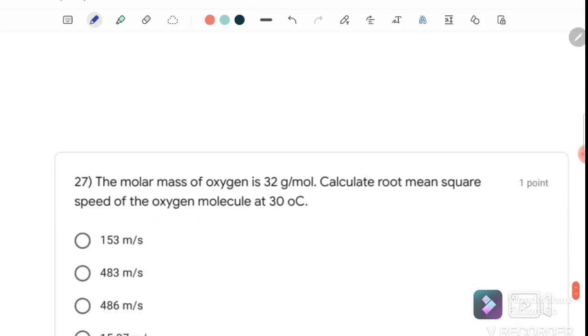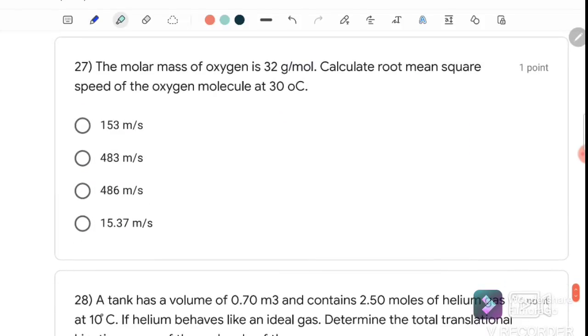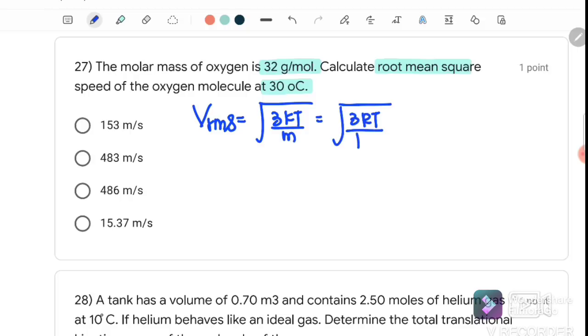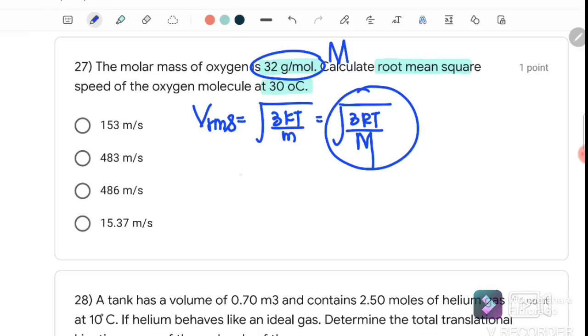B. Question number 27. The molar mass of the oxygen is 32 gram per mole. Calculate the root mean square speed of the oxygen at a temperature of 30 degrees Celsius. For VRMS, we actually have two equations: square root of 3kT over mass, or 3RT over molar mass. Since here they give you molar mass, we will use the second equation to find the VRMS. So we substitute 3R, where R is 8.31.